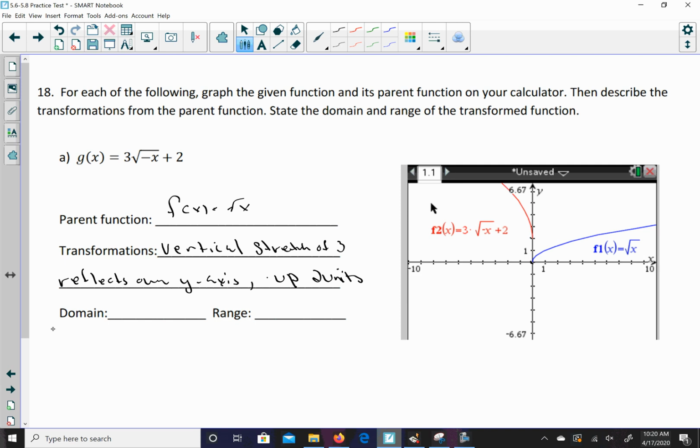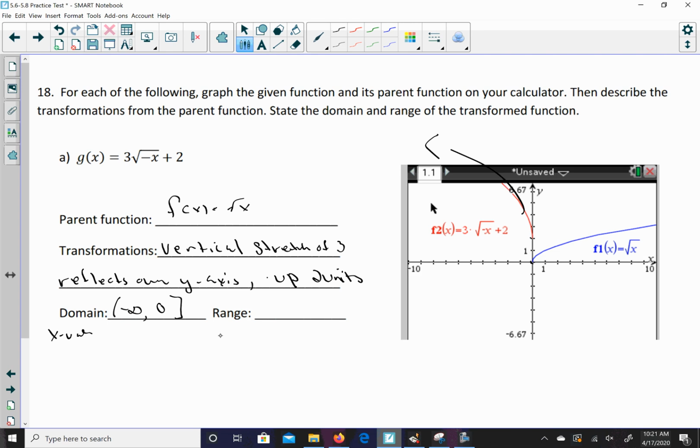My domain, remember, domain is your x values. When I look at here, my x value, it goes this way. So my lowest one is going to be negative infinity. And then it looks like I stop at 0. So I'm going to say 0. Put a bracket at the 0 because I do include that 0. The infinity always has a parenthesis.